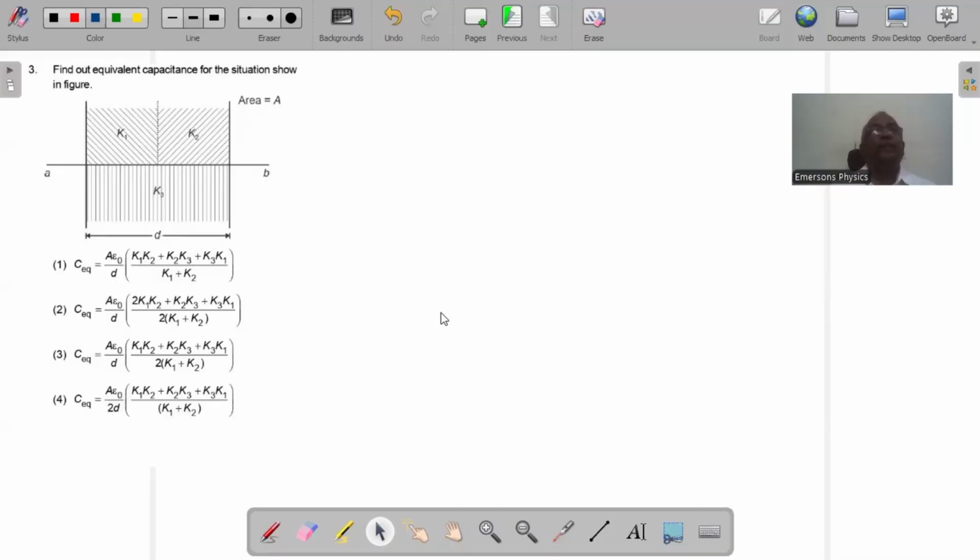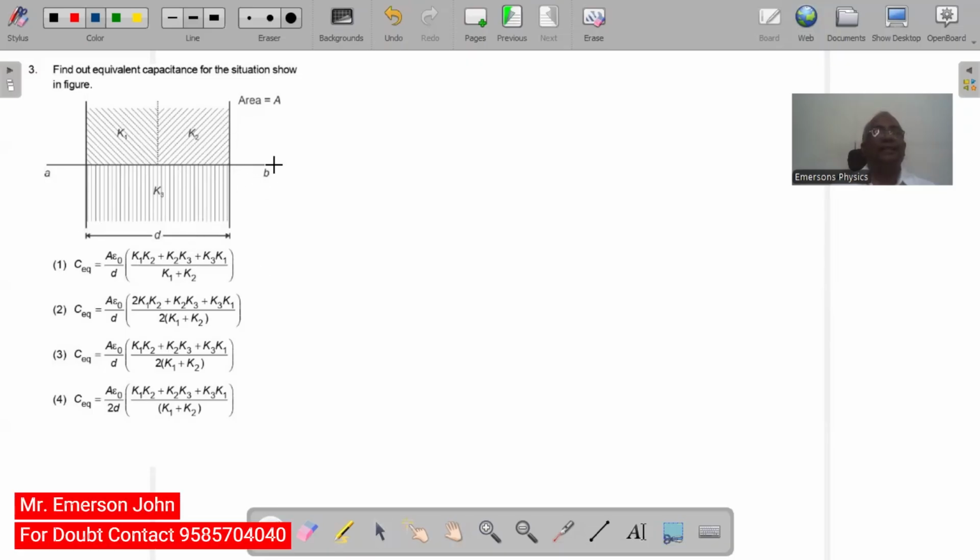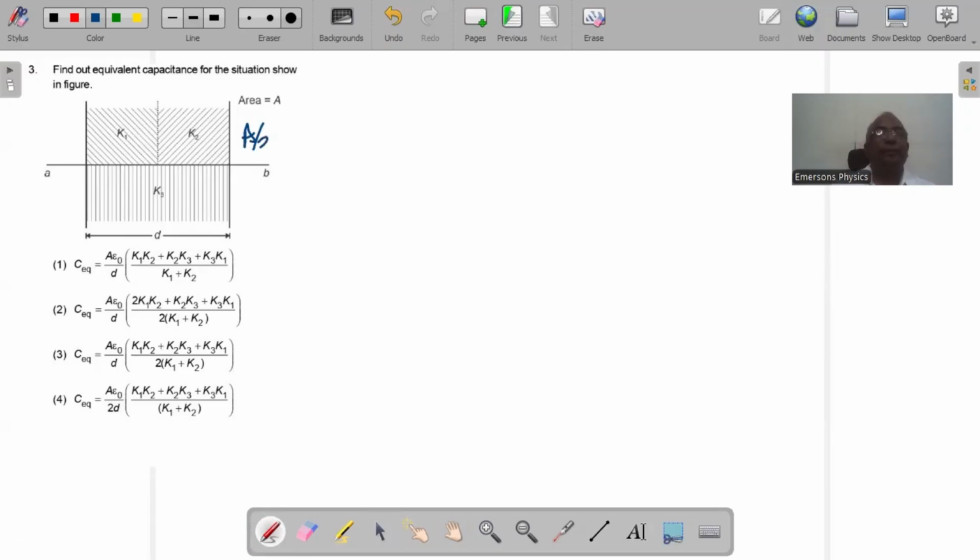Find out the equivalent capacitance for the situation shown in the figure. It is clear. Here, this is the distance. That means this will be the area. But this side area will be A by 2, and this side area will be A by 2.